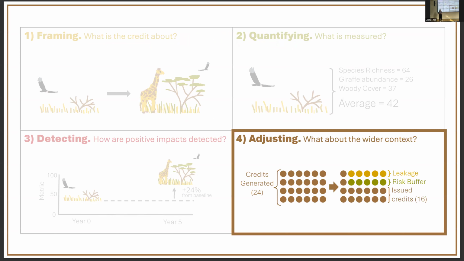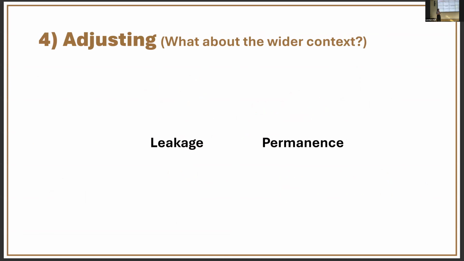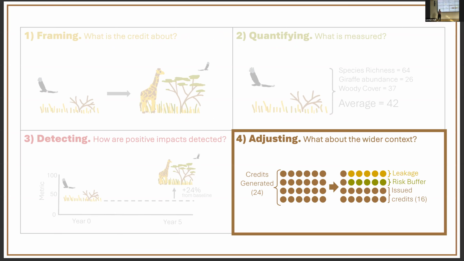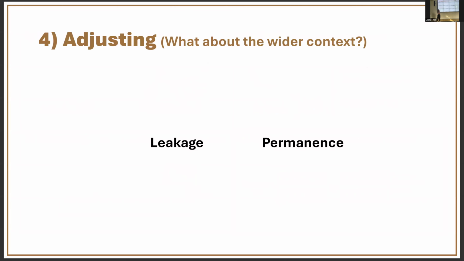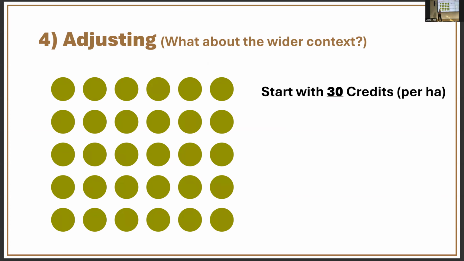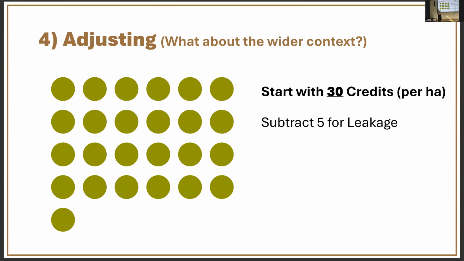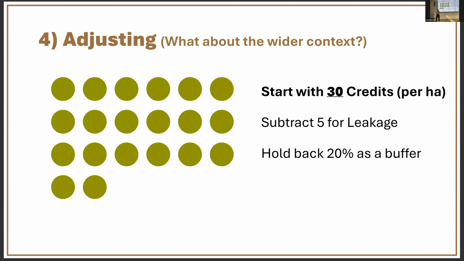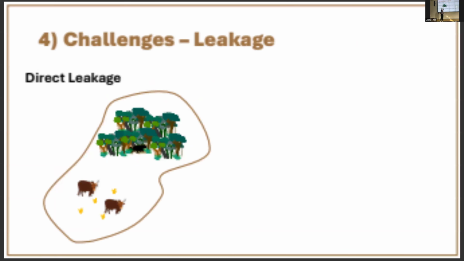Cool. Last stage, adjusting. So this is to do with thinking about the wider context of the credit and adjusting for things outside project control. So this is issues around, say, leakage and permanence, which hopefully everybody's familiar with. And this is really simple. So say from your detecting stage, you calculate that you should issue 30 credits. You might subtract 5 for leakage, hold back 20% as a buffer to just account for general uncertainty. And so you sell 20 credits per hectare, say. Simple in theory, difficult in practice, again.